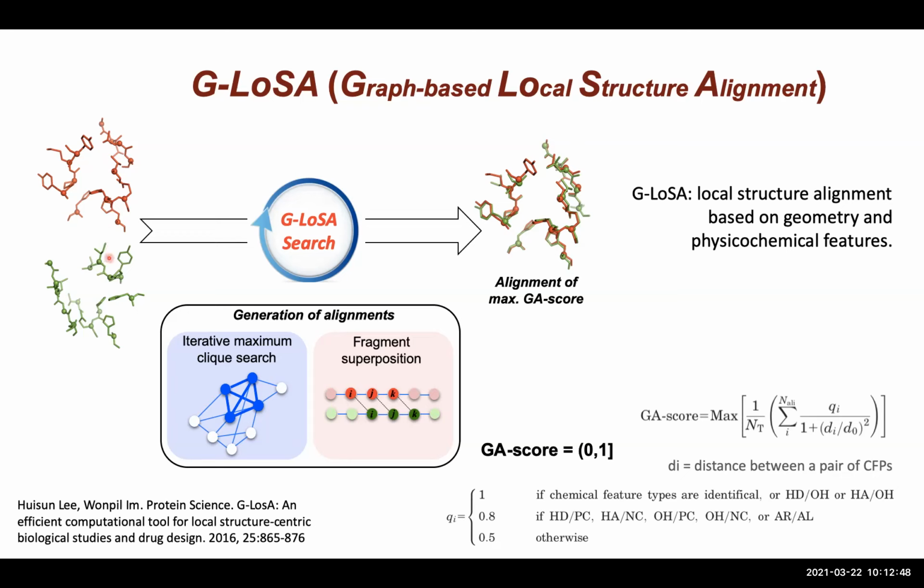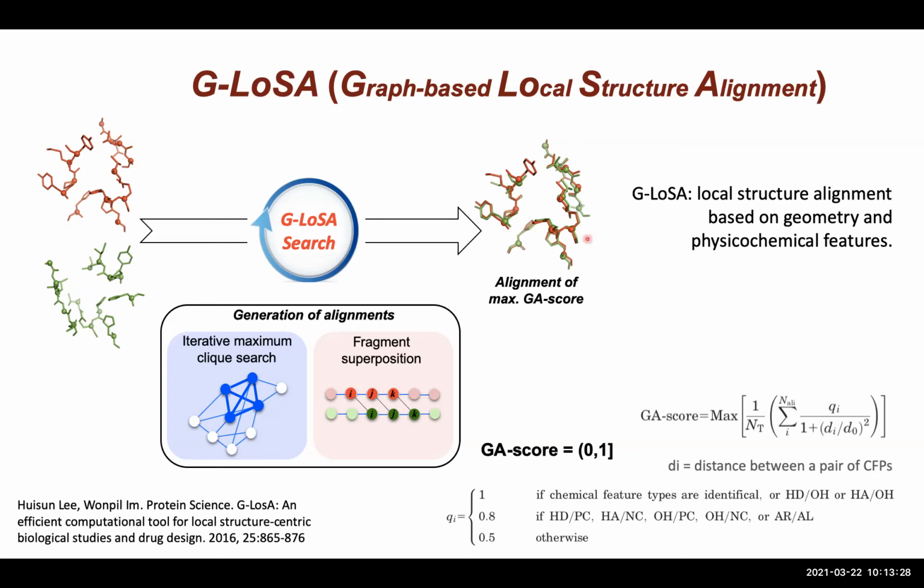GeoLoSA search does structure alignment that aligns the structure in green onto the structure in red through iterative maximum clique search. And at the end, you have the structure in green aligned to the structure on the left, where you're also provided with a GA score that ranges from 0 to 1, 1 being perfect alignment. GeoLoSA alignment depends on two important components. It's a normalized score from 0 to 1. Two important components include the physical chemical feature similarity between two different binding site residues.